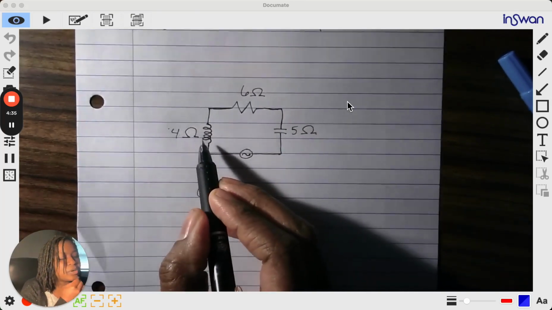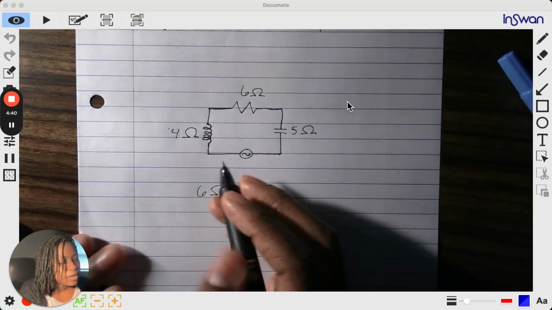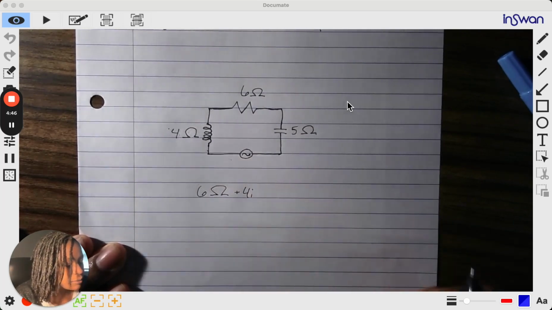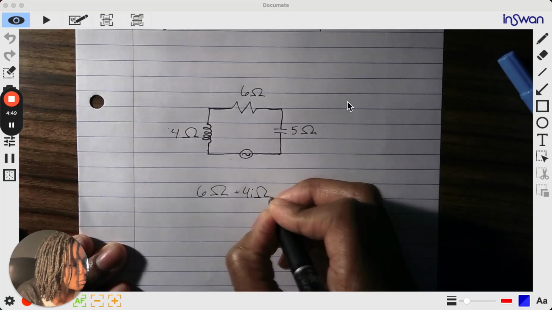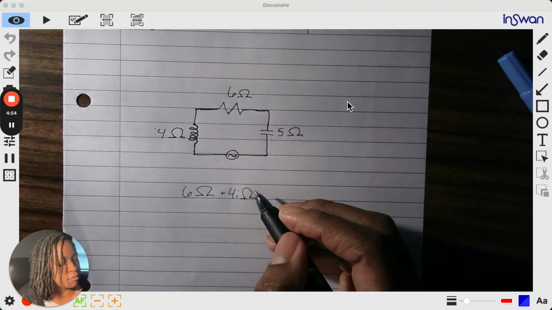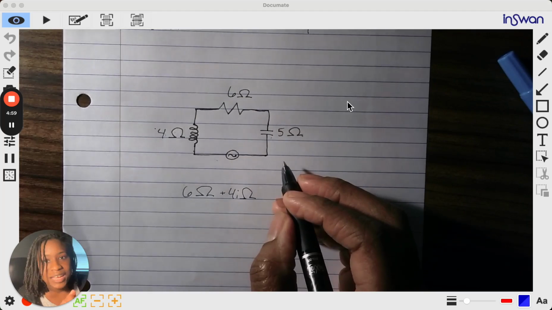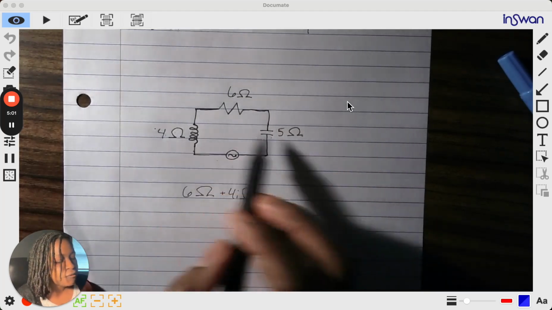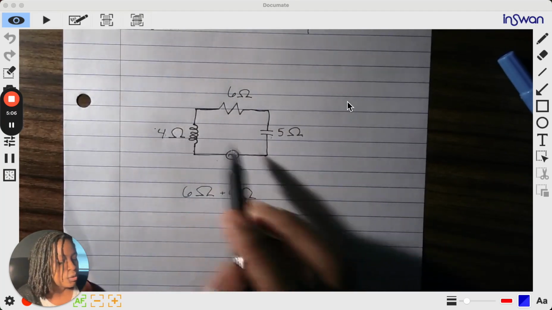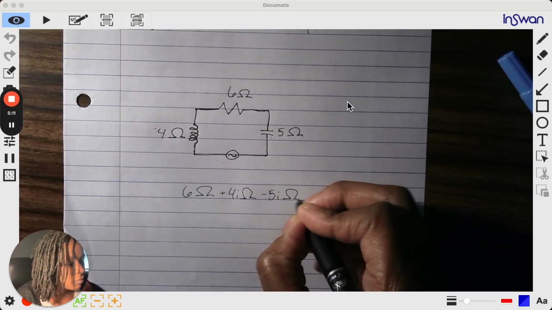Now, this one is my inductor. This one here is going to have impedance of 4i, or 4i ohms. And my capacitor right here also has impedance of an i. It's 5i, but it's negative. It's because of a difference in how these two components impede electricity. So to note that difference, I'm going to put this as -5i ohms.